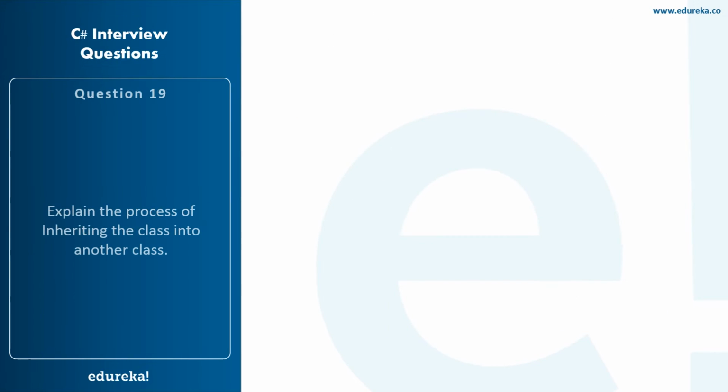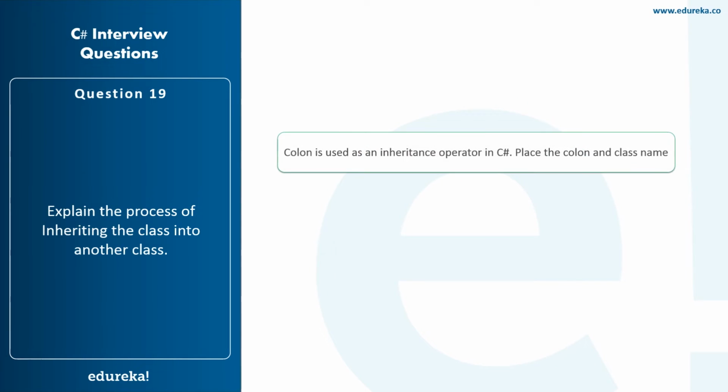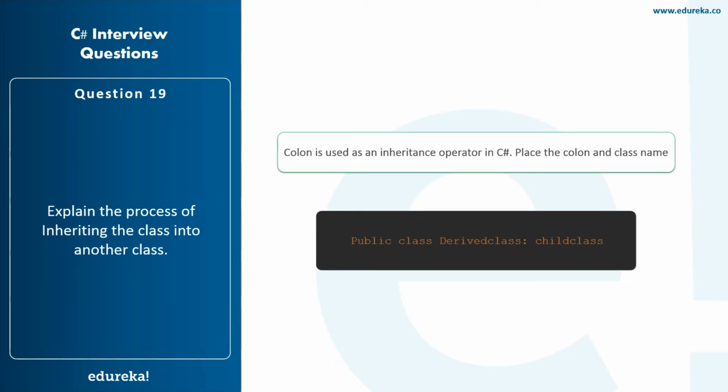Now moving on to the next question, explain the process of inheriting the class into another class. Well, this is quite a small question, guys. I'm just explaining the process where one class is inheriting the properties from the parent class. In order to do this, colon is used as an inheritance operator in C#. You just place the colon and the class name. So you write the syntax like this, that is public class, derived class, and then you place the colon, and then you write the class name, that is the child class.